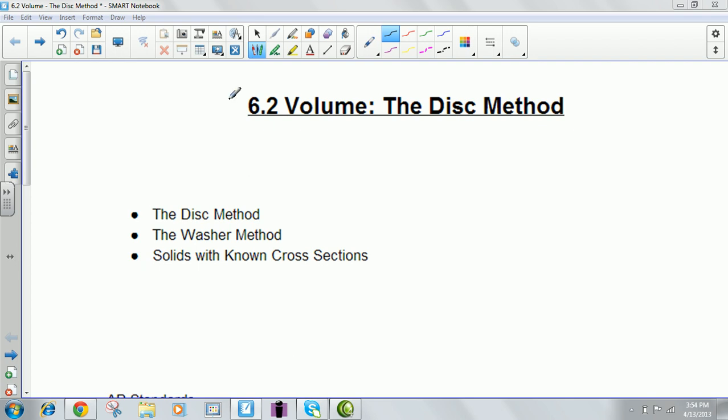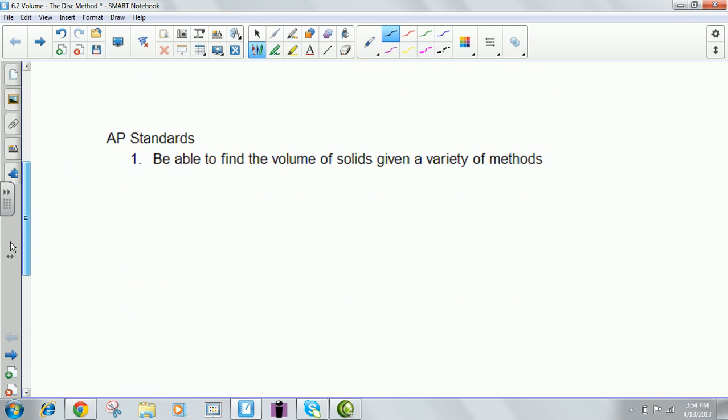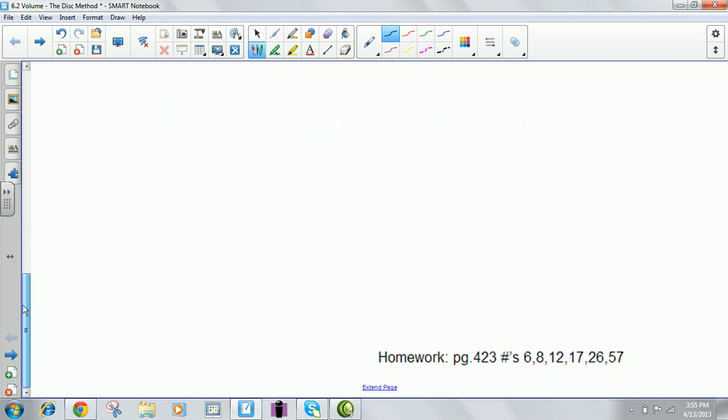Number one is the disk method. Talk about that. Then you have the washer method. Then you have solids with known cross sections. That's completely different than those first two. Then the AP standard for this one is just to be able to find volume of solids given a variety of methods. So depending on the problem, the application and whatnot, that's what it depends on. Then your homework problems at the bottom.